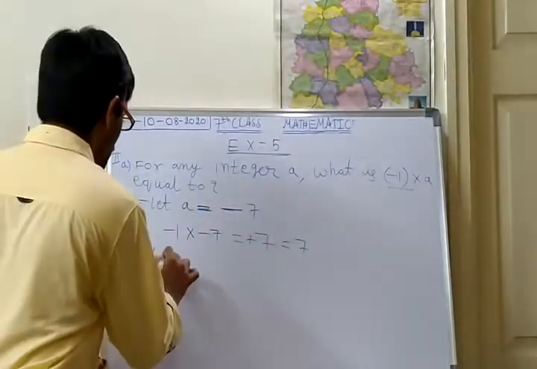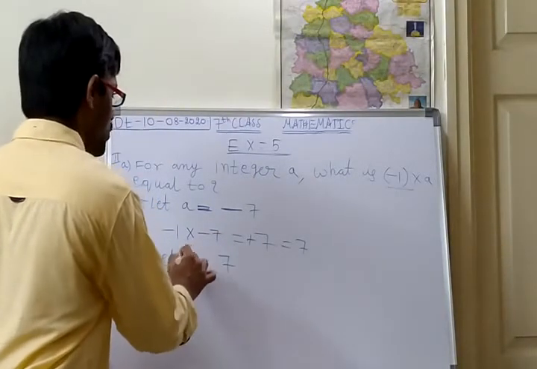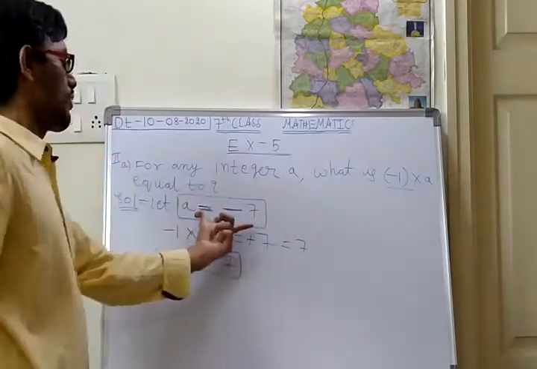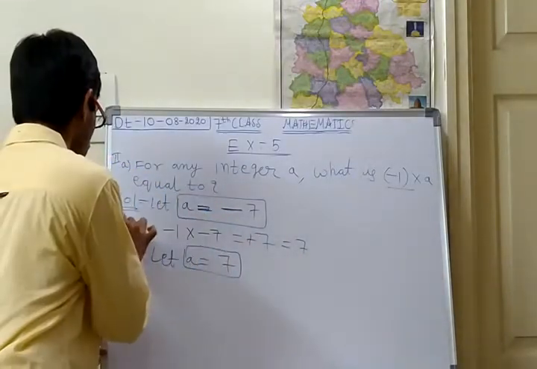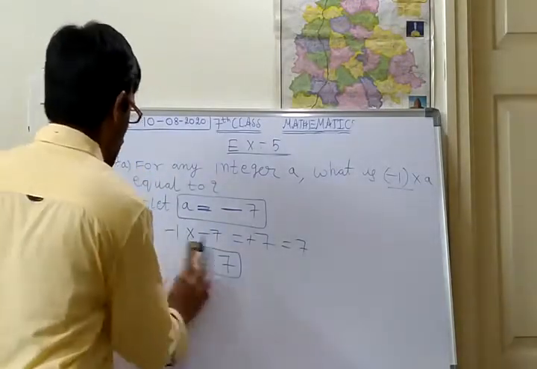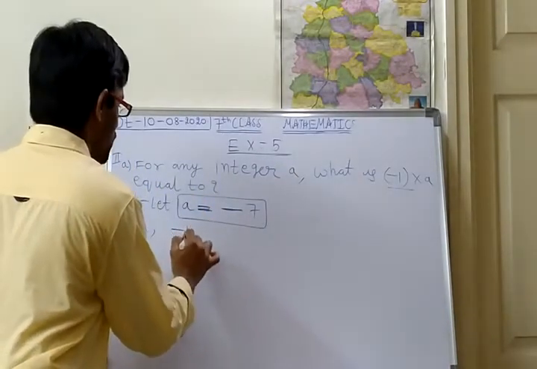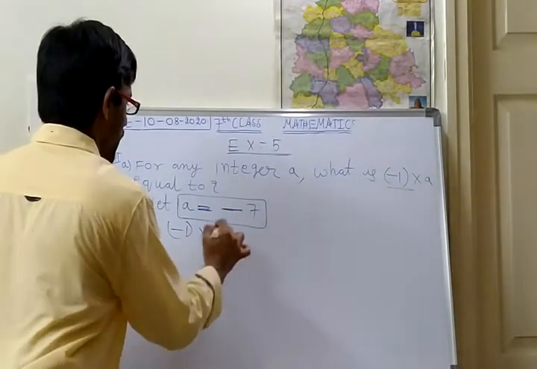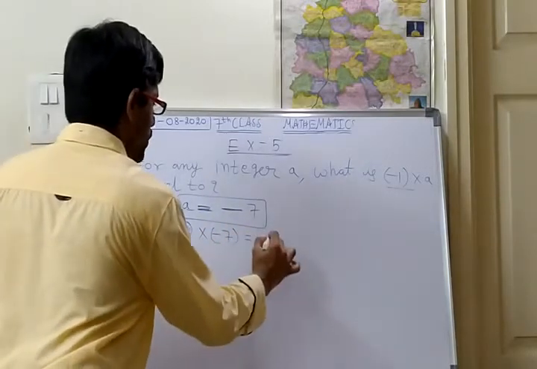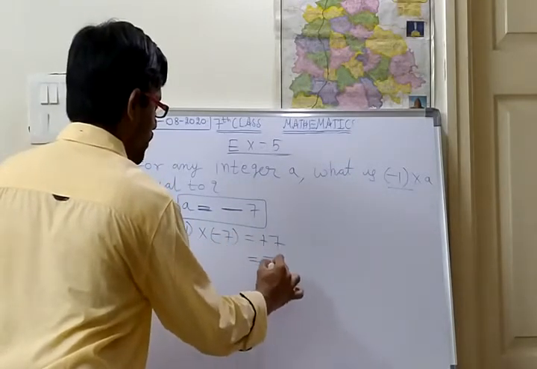Suppose let a is equal to 7. A is equal to plus 7. Okay, like this you have to write. Let a equal to minus 7. Then minus 1 into a, with a being minus 7, is equal to minus 1 into minus 7. 7, minus into minus, plus. So the answer is plus 7.